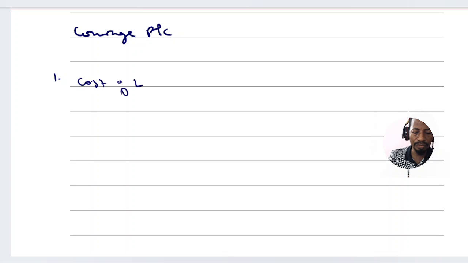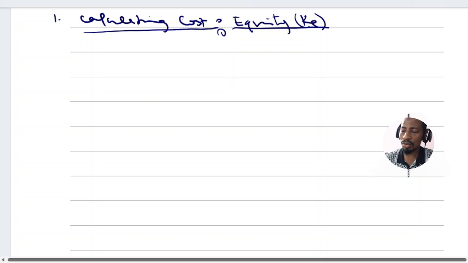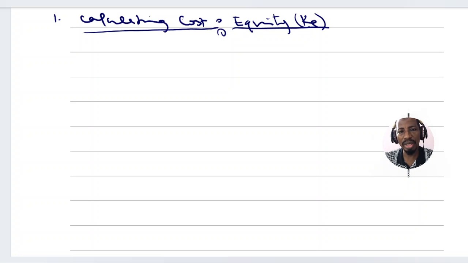So calculating the cost of equity, denoted as KE. I need to ask, how am I going to calculate the cost of equity? Like I explained when I was explaining the concept, there are 3 ways you can calculate cost of equity: using the dividend valuation model, using the capital asset pricing model, or using Miller and Modigliani. And I said, when you have information on dividend and the share price, then you need to calculate cost of equity using the dividend valuation model. In this question, we have dividend and share price. Therefore, cost of equity will be calculated as the current dividend.